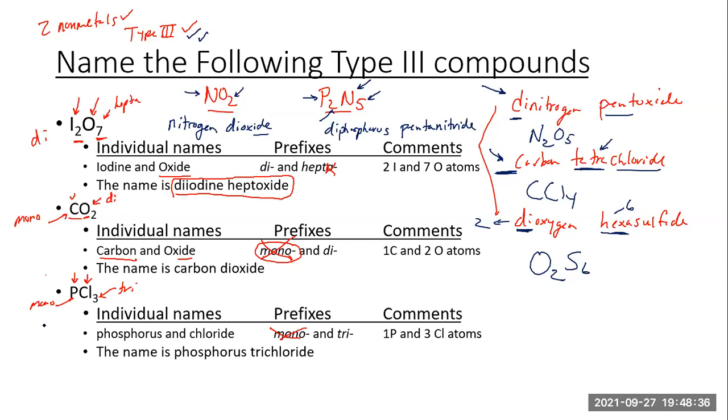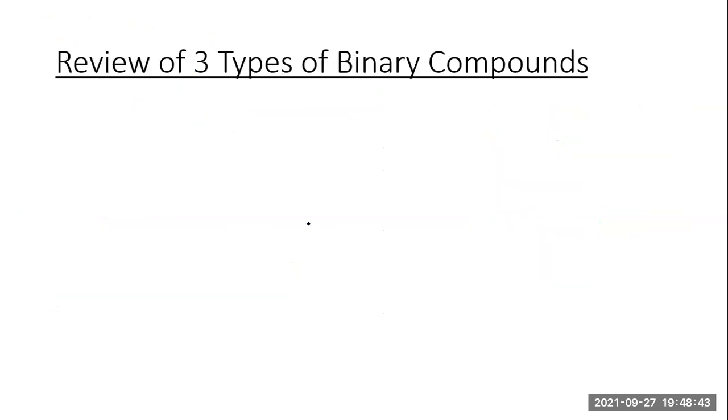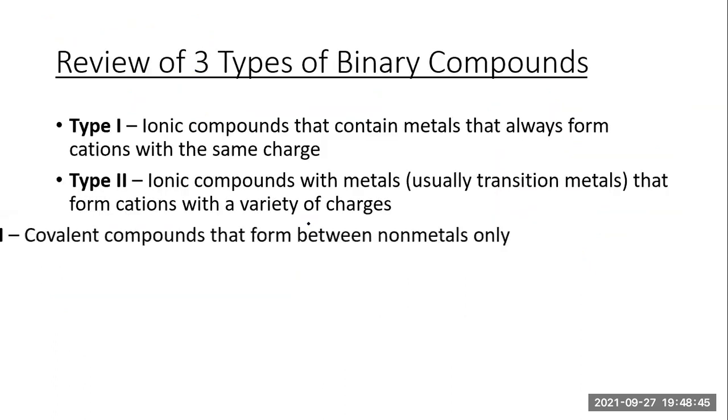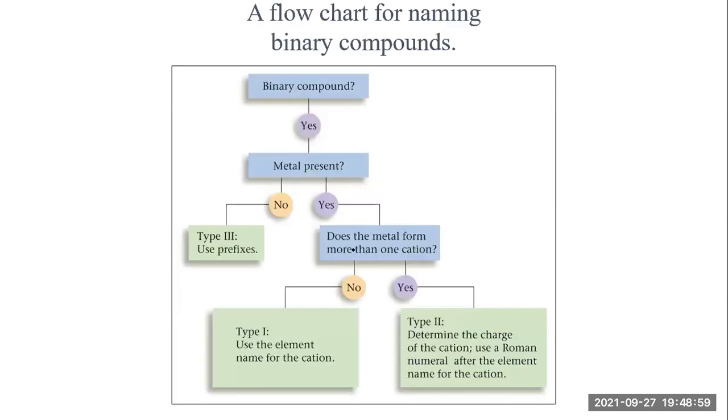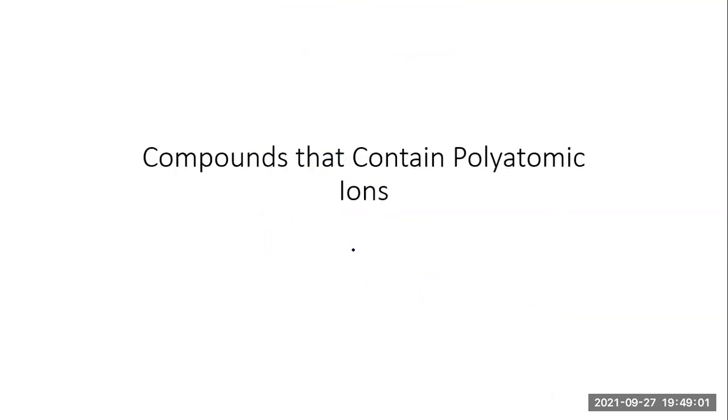Okay, then the last sort of naming that we're going to talk about will involve polyatomic ions. Here's a review of what we talked about. Again, type 1, fixed charge metal. Type 2, variable charge metal. Type 3, no metals at all, just nonmetals, basically sharing electrons. Here's a decision tree as to where to go. So what are polyatomic ions? Well, polyatomic ions are really groups of nonmetals that are together.